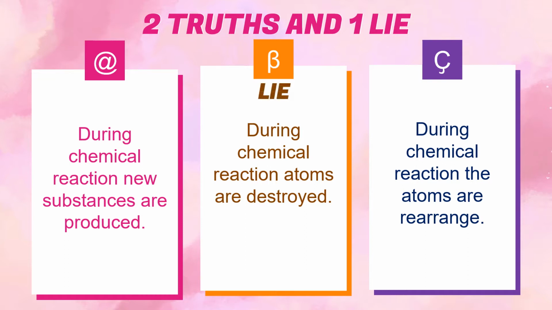So the lie is statement letter B. It is wrong that during chemical reaction, atoms are destroyed. Remember the law of conservation of mass, wherein it states that the total mass of the reactants is equal to the total mass of the product. So there are no atoms that are being lost or destroyed during the process.